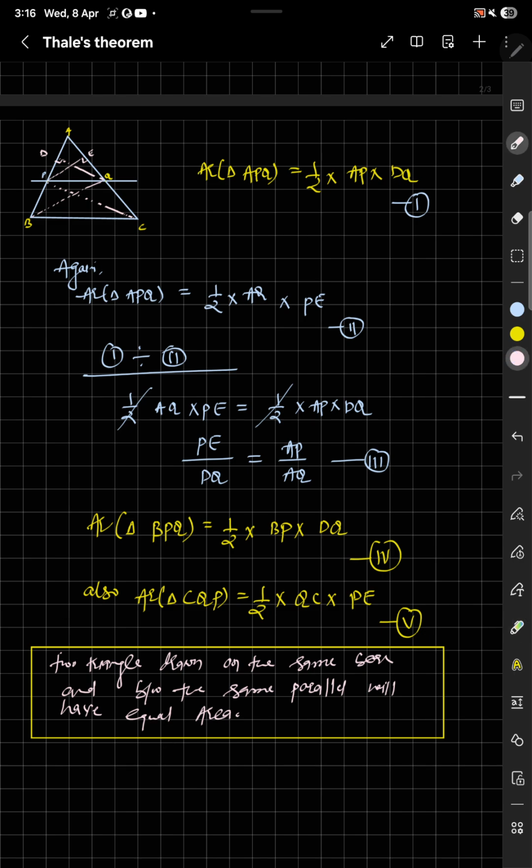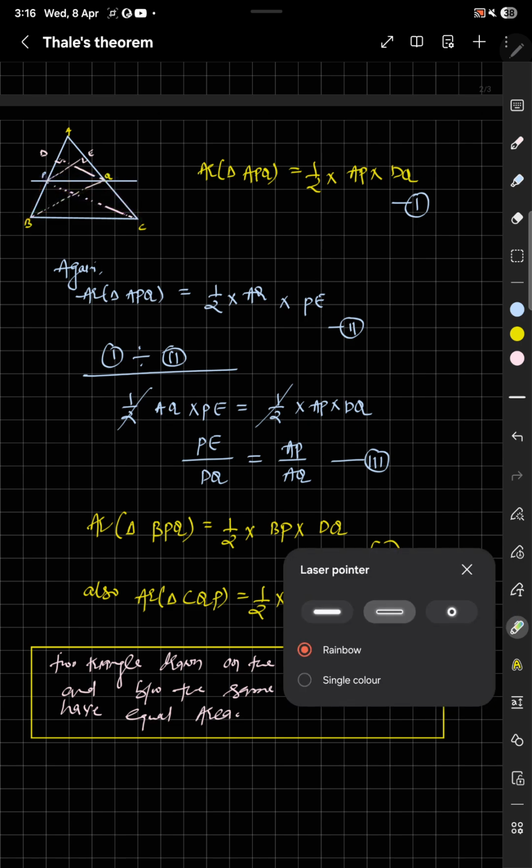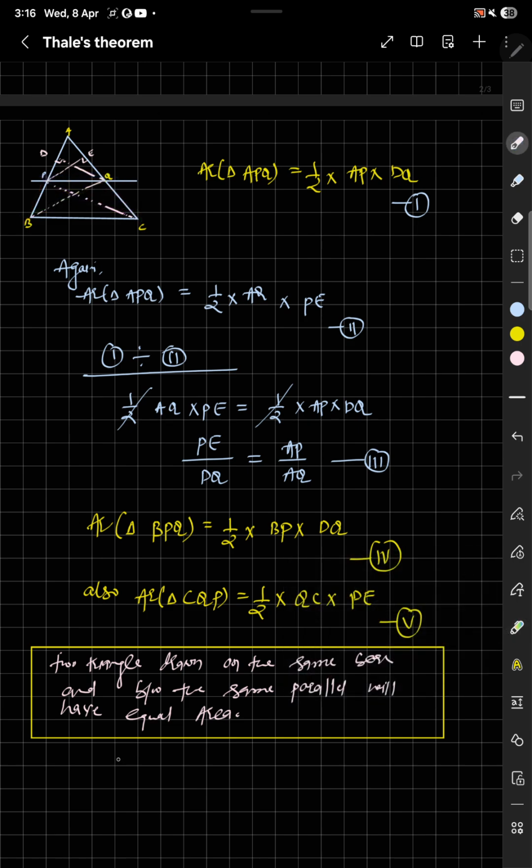You can see this figure. What you can observe is that this triangle and this triangle are drawn between the parallel lines, and this is the base, which is common to both triangles. So triangle BPQ and triangle CQP will have the same area. Therefore, using this concept, area of triangle BPQ is equal to area of triangle CQP. Okay? So both the triangles are equal.